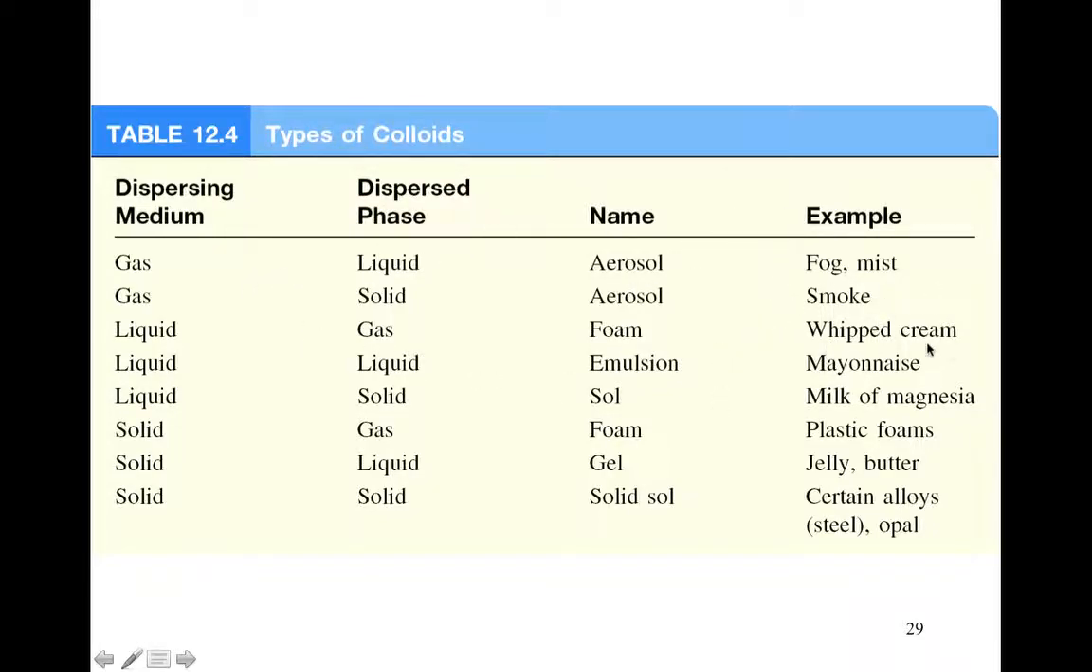Aerosols, foams like whipped cream, mayonnaise, jelly, I guess, is a colloid. Why not? Fog, mist, smoke, that'd be the example of seeing a laser through some smoke. Certain alloys like steel are a colloid. Opal, like the birthstone, I guess is a colloid. So they're just all over the place for what can be a colloid.